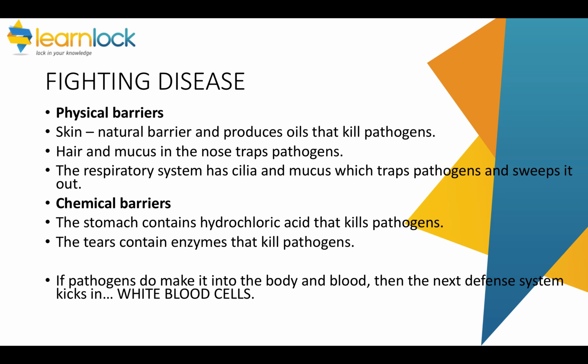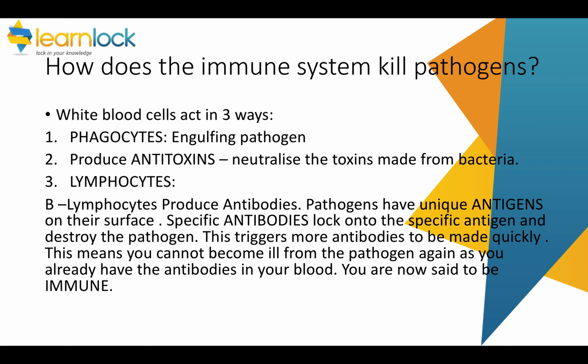Now, if those barriers don't work and pathogens do get into the body and they get into the blood, then you have a next stage of your defense system. And this involves your white blood cells. White blood cells work in three ways. They either engulf the pathogen, so don't say they eat it, they go up to the pathogen and they surround themselves around it and destroy it, so they engulf it. And these white blood cells are called phagocytes.